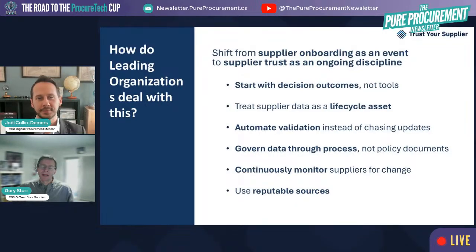Yes, absolutely. And if you think about it, really mature organizations, this becomes hygiene, right? As I mentioned, they start with outcomes. They look at data as a life cycle asset that's extremely important. They automate as much as they can around validation, so you're not chasing, you're being proactive. You have some kind of governance around the process. You're not just putting policies in a vault somewhere. You're monitoring change, and you're using reputable sources to do that. These are all really mature activities that organizations do that help them with their supplier management.